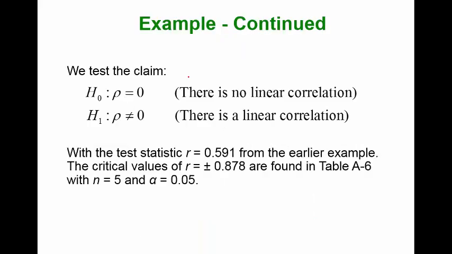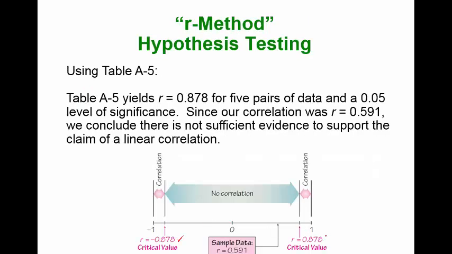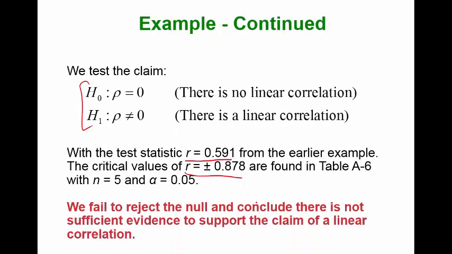Our formal hypothesis test begins with the null and alternative hypothesis. And we did this work already, and we saw that there was a correlation coefficient of 0.591. With a correlation coefficient of 0.591, we found that our critical value was 0.878, and we saw that the test statistic was not bigger than the absolute value of the critical values, and so we concluded that there was no correlation for this.